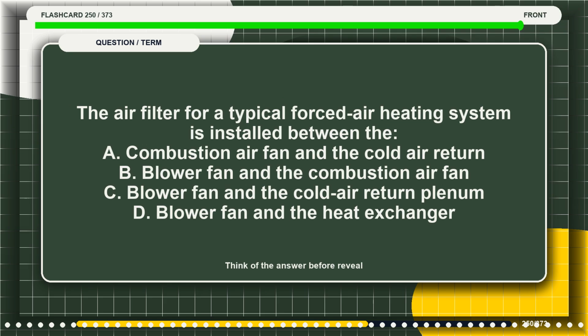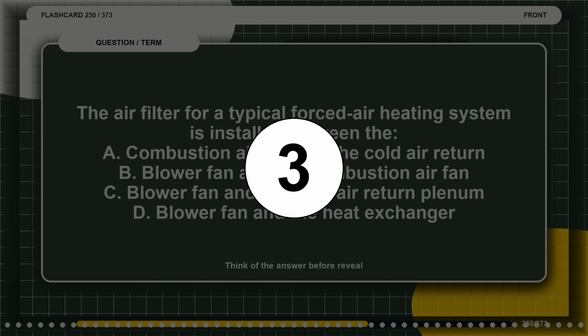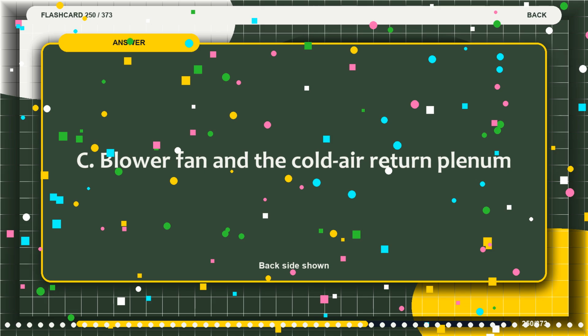Flashcard 250. The air filter for a typical forced air heating system is installed between the A. combustion air fan and the cold air return. B. blower fan and the combustion air fan. C. blower fan and the cold air return plenum. D. blower fan and the heat exchanger. Think of the answer before the reveal. The answer is C. blower fan and the cold air return plenum.